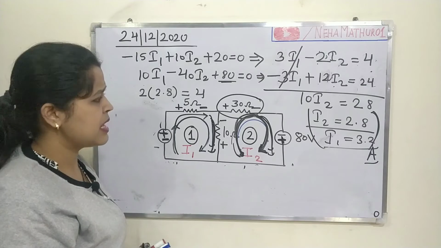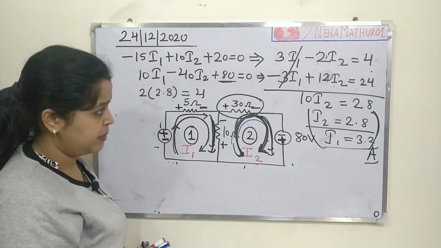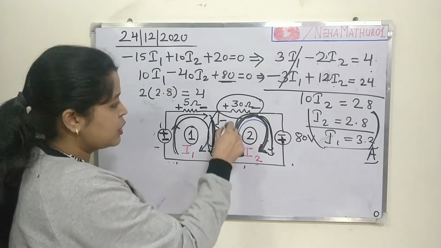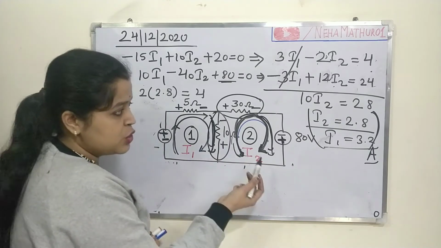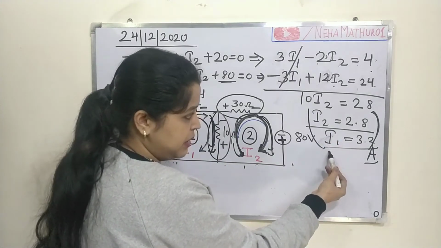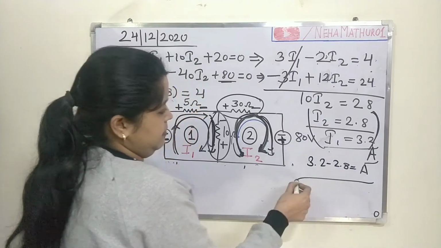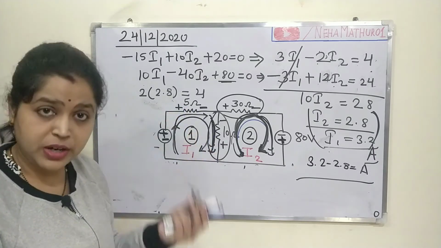Similarly, if the examiner asks about the current across this 5 ohm, you can say 3.2 ampere. If the examiner wants to know the current across this 10 ohm, definitely I1 and I2 are in opposite direction, so you will have to subtract I2 from I1. So it will be 3.2 minus 2.8. Fine. You are able to give the answer in terms of current.